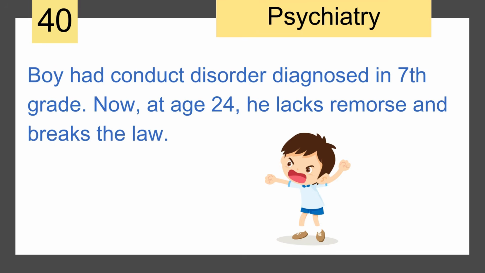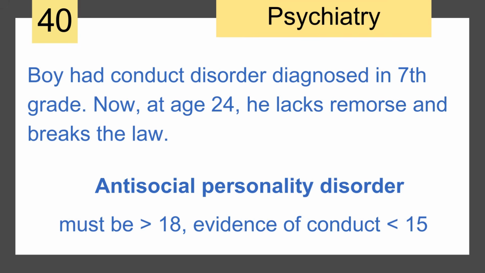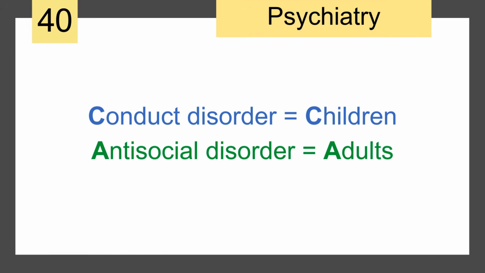Question 40. A boy had conduct disorder diagnosed in 7th grade. Now he's at age 21. He lacks remorse and breaks the law, and now he's an adult. Antisocial personality disorder. Conduct disorder as a child is a requirement for this diagnosis. And just a mnemonic: conduct disorder in children, antisocial in adults.